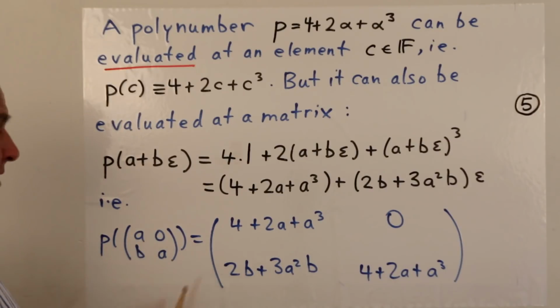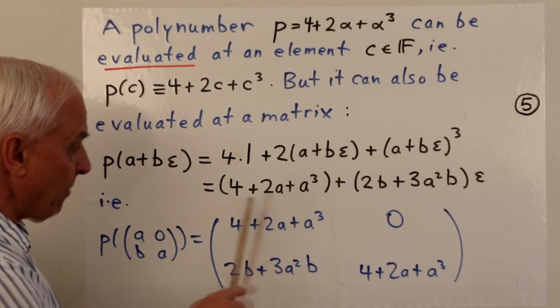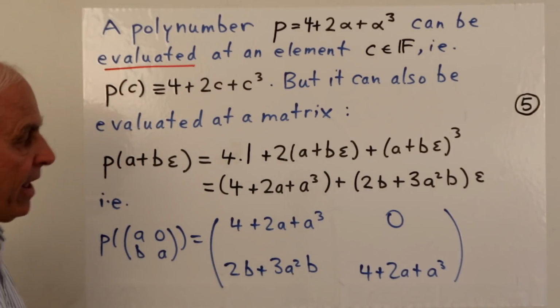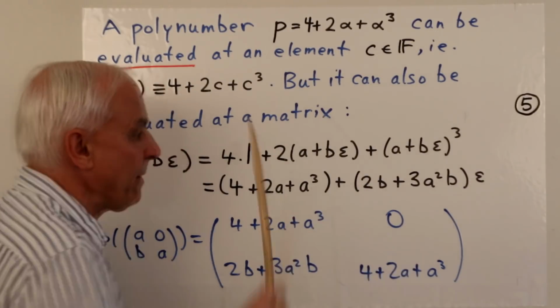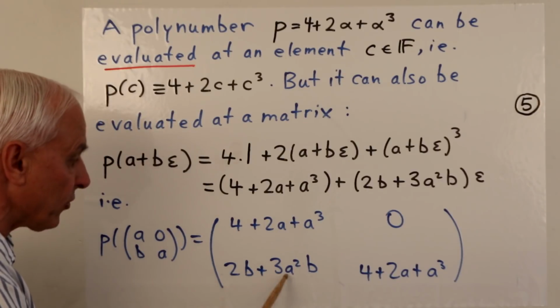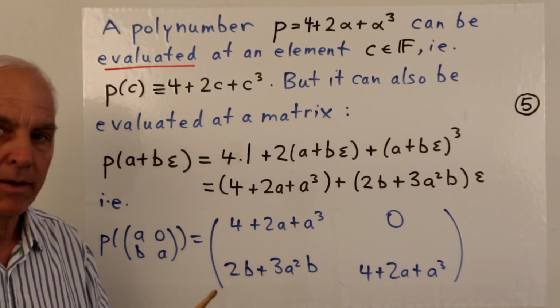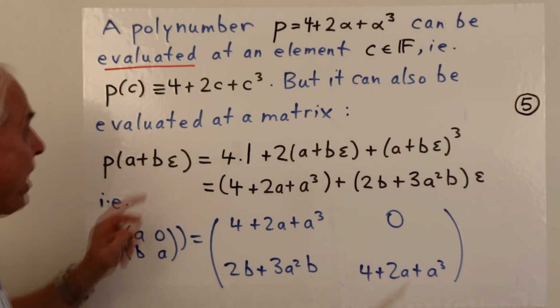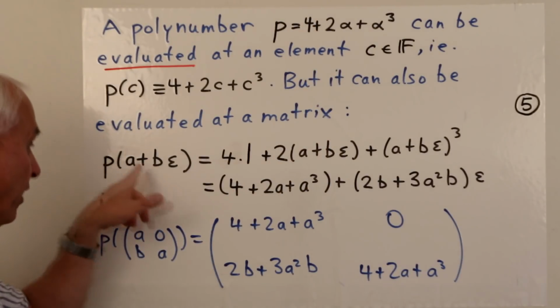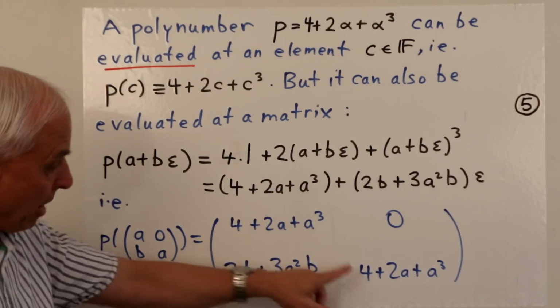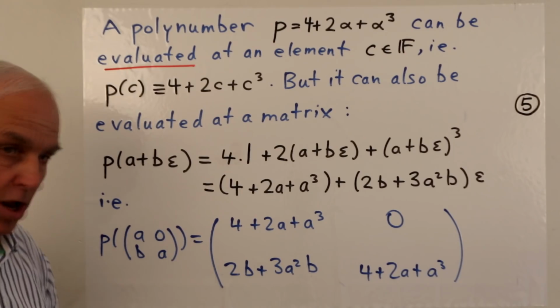What does it actually look like as a matrix? Well, this is that multiple of the identity matrix. So there you see that on the diagonal. And this is the multiple of epsilon. So there's going to be a 2b plus 3a squared b down here in this corner and a 0 up there. That's the result of evaluating this polynumber on this dual complex number. We get another dual complex number. It's a combination of 1 and epsilon.